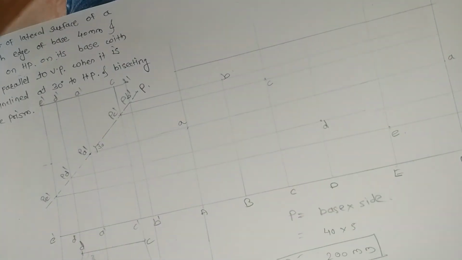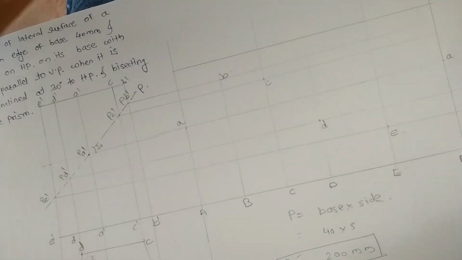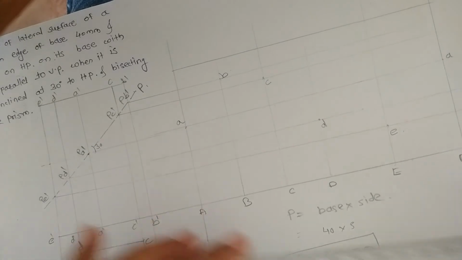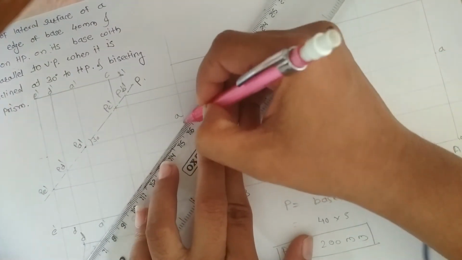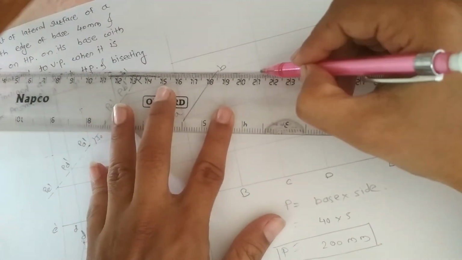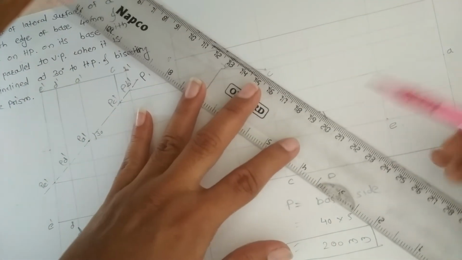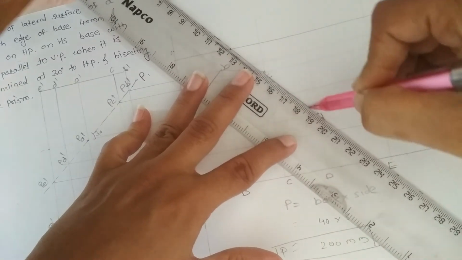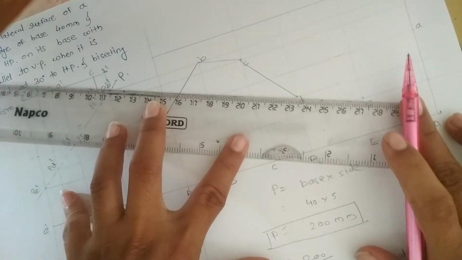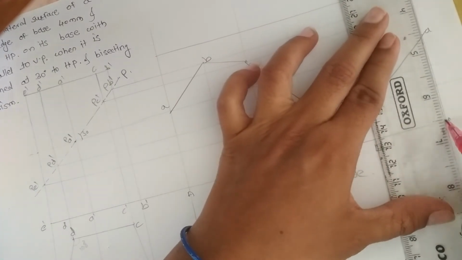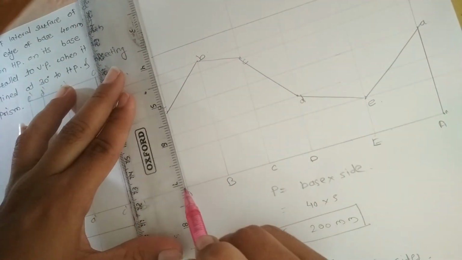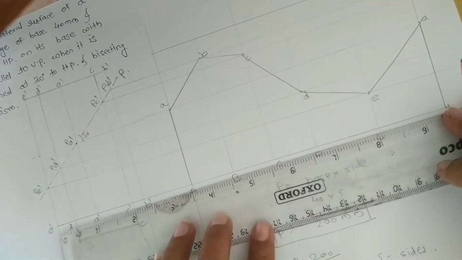Now in case of prism, you join all the points by using straight line. So join A to B, next point B to C, next point C to D, next point D to E, and last point E to A. Now dark this line and base line.